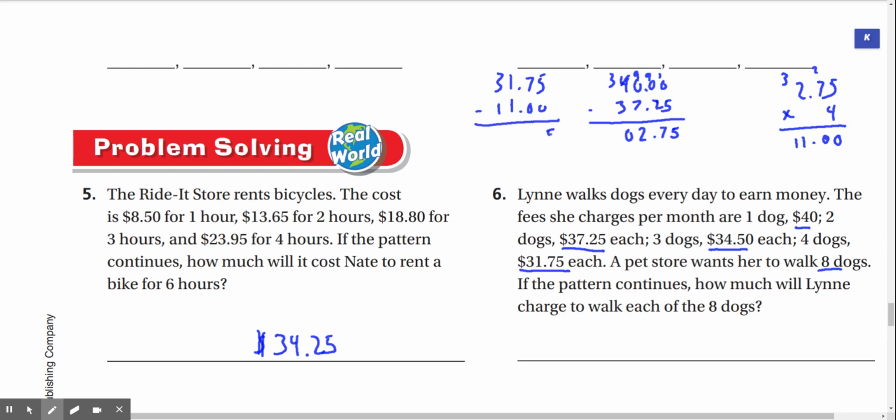31.75 minus 11. 5 minus 0 is 5. 7 minus 0 is 7. 1 minus 1 is 0. 3 minus 1 is 2. So our rate would be $20.75 for 8 dogs.